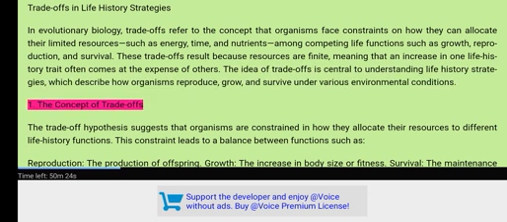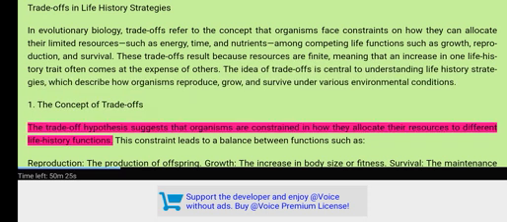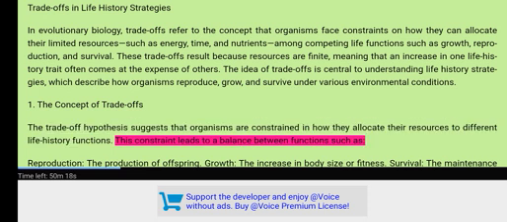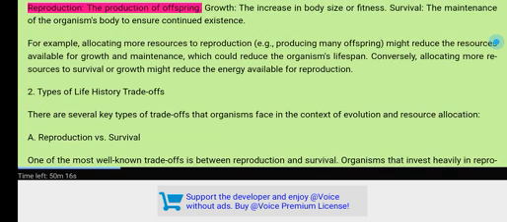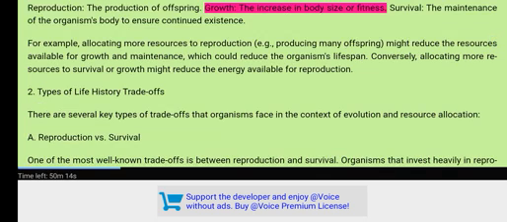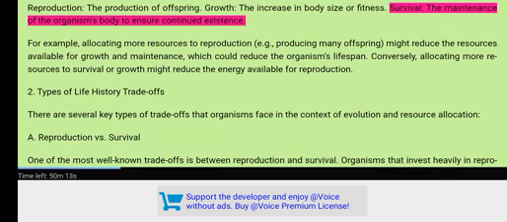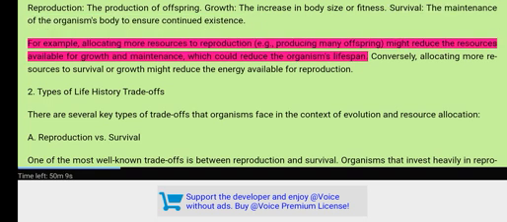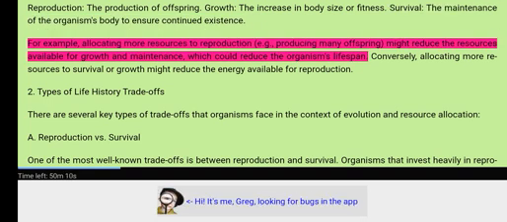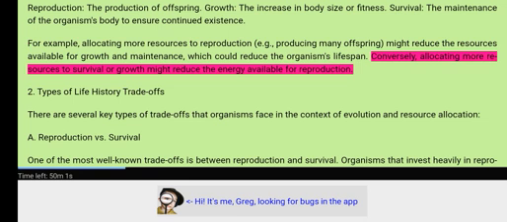1. The concept of trade-offs. The trade-off hypothesis suggests that organisms are constrained in how they allocate their resources to different life history functions. This constraint leads to a balance between functions such as reproduction, the production of offspring; growth, the increase in body size or fitness; and survival, the maintenance of the organism's body to ensure continued existence. For example, allocating more resources to reproduction, e.g., producing many offspring, might reduce the resources available for growth and maintenance, which could reduce the organism's lifespan. Conversely, allocating more resources to survival or growth might reduce the energy available for reproduction.